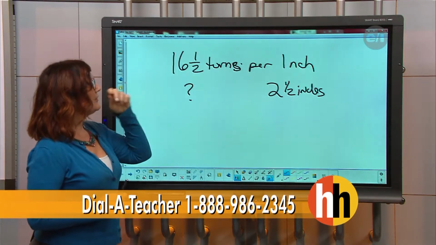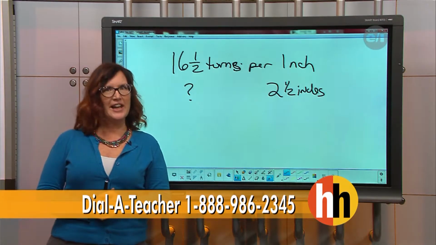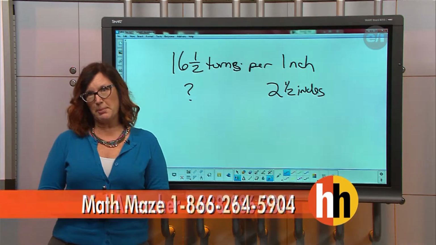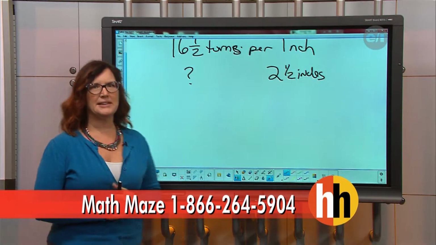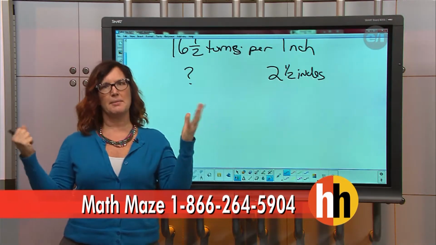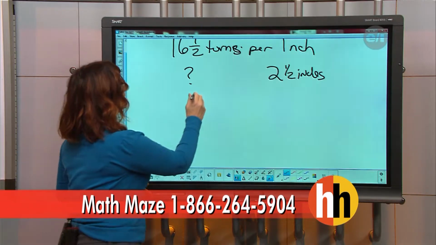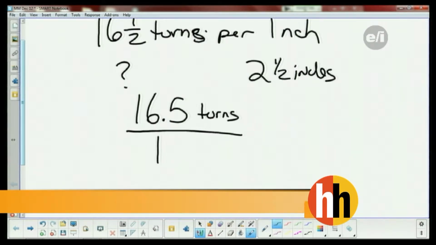So we have 16.5 turns per 1 inch. I am a big ratio and proportion fan, and sometimes it makes a lot more sense to me to use proportions. So I'm going to set it up as a proportion because I never mess it up when I write it as a proportion. I mess it up sometimes when I just say, oh, I think I multiply or I divide. If you take the time to write the proportion, it makes it a lot easier. So I'm going to write 16.5 turns, and I know that's going to get me 1 inch.